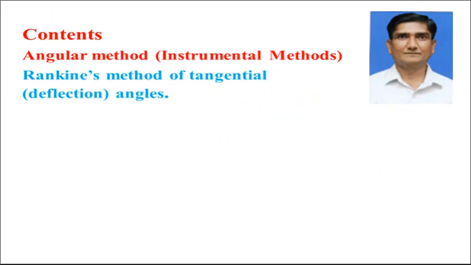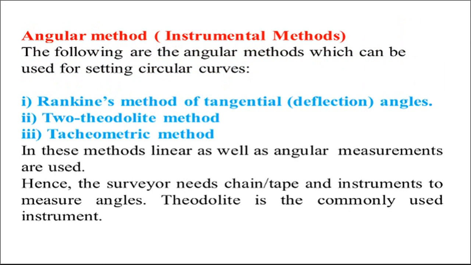In this lecture, we are going to study the angular method, also called instrumental methods, for setting out simple circular curves. There are three techniques by which we can set out the circular curve. Under the instrumental category, the first method is Rankine's method of deflection angle, also known as Rankine's method of tangential angle. The second technique is using two theodolites, and the third method is the tachometric method, using a tachometer.